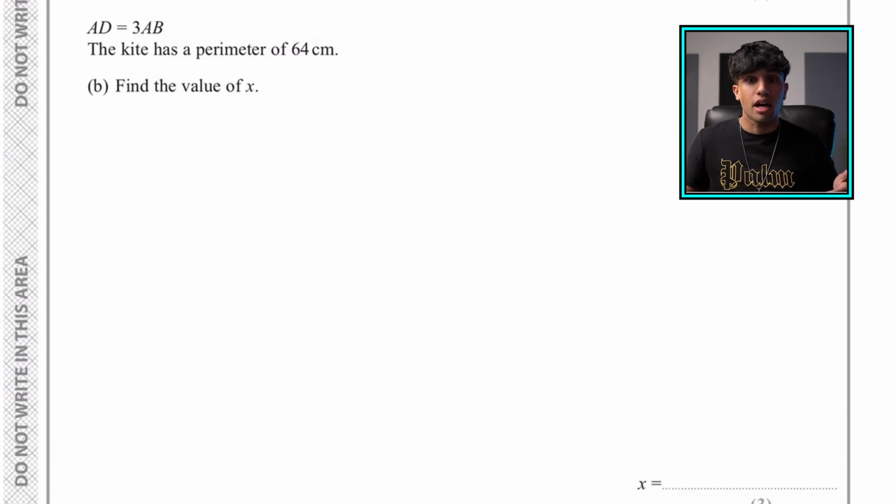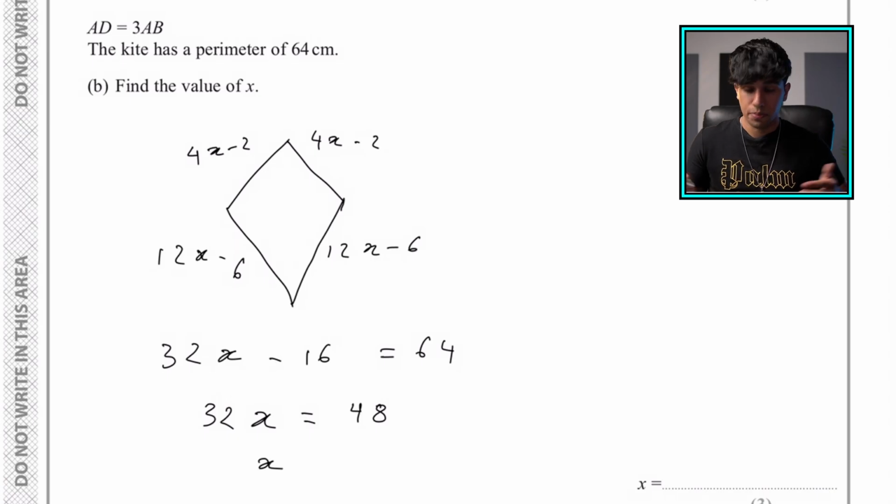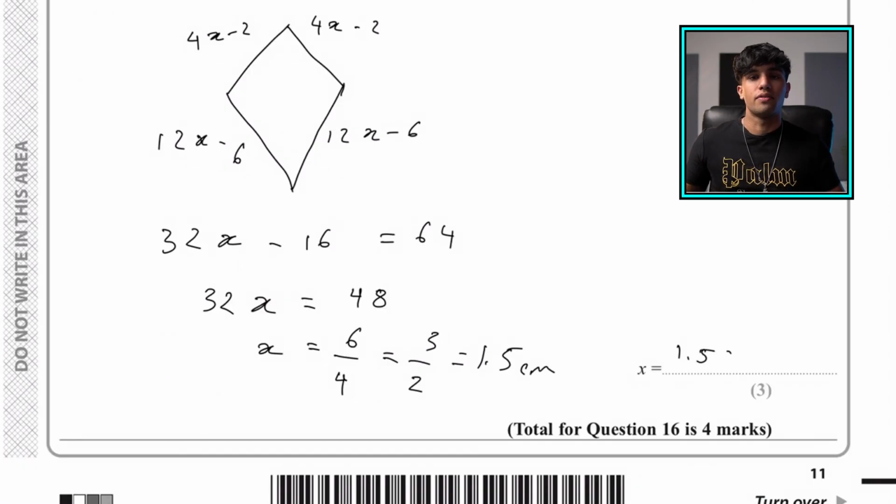For part B, we need to find the value of x. We're given that side AD is equal to 3 of side AB. Our first step would be to label our sides in terms of x only. Now that we've labeled all of our sides, we can add them all together and equate that to 64. First, we'll add all of our x terms together, and now we'll add our integer values. All that's left now is to rearrange, and we get x is equal to 1.5 centimeters.